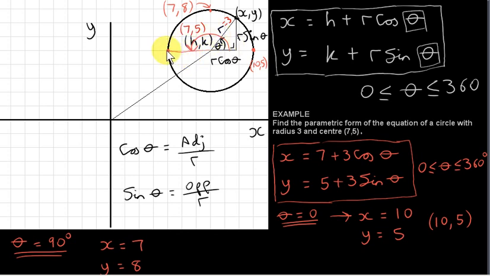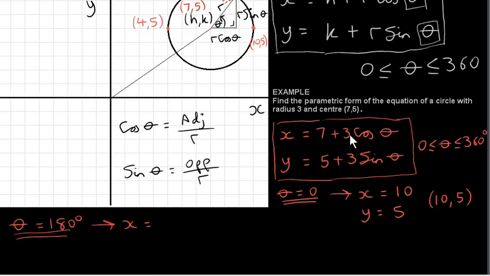We can actually read off the coordinates of this point. We can see that they are (4, 5). So I'll just write that in. Let's just work it out from the equations. When theta is 180 degrees, the cos of 180 degrees is actually minus 1. So we get 7 plus 3 times minus 1. 7 minus 3 is 4, just as we have here. As for y, the sine of 180 degrees is 0. So we have 5 plus 3 times 0, which is 5. So we get the point (4, 5), as you can see.